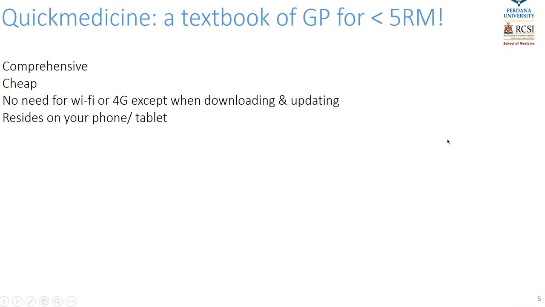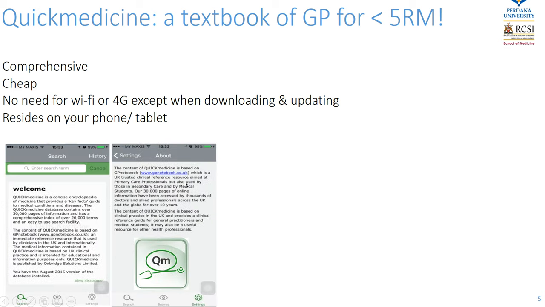Quick Medicine is a textbook of general practice, effectively, formerly known as GP Notebook in the UK, and here in Malaysia it costs less than 5 ringgit. It's comprehensive, it's cheap, and you download it first of all on Wi-Fi, and then periodically it updates every few months on Wi-Fi. But once it's downloaded and updated, then you don't need to use any Wi-Fi or 4G. It simply resides on your phone and tablet for ease of use.